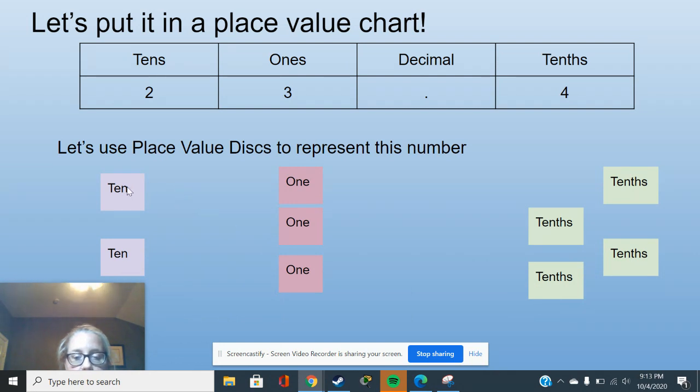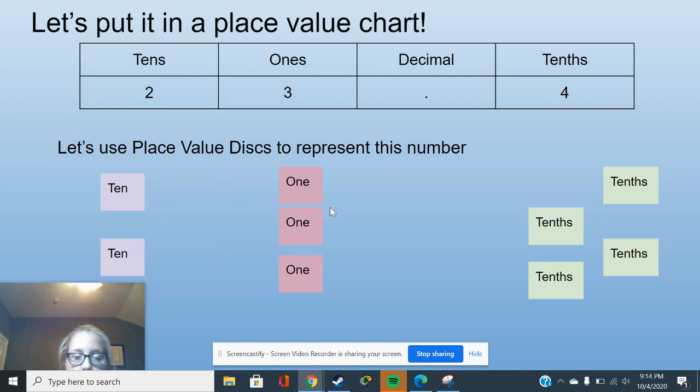So a place value disc is a math tool, and it will be a shape. I'm using a rectangle, but a lot of times you'll see it as a circle, which is why it's called a disc. And inside of it, it actually says the place value. So I had 2 tens, so I have 1, 2. There's my 2 tens. I have 3 ones. 1, 2, 3. So I have 3 of them. My decimal doesn't have to have any, but just remember a decimal separates a whole number from a part of a number. And then I have my tenths, and I have 4 of those. 1, 2, 3, 4. So if I wanted to model or represent my number in place value discs, this is what it would look like.